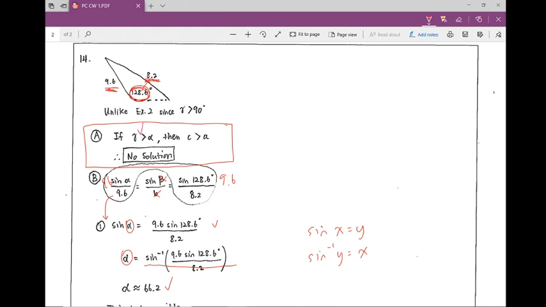So if gamma, which we're given, is greater than any other angle, so let's take alpha for example, then C, this side here, must be also greater than A, this side here. And in our question, that is not the case. So we know automatically that is not possible. So no solution. All right?